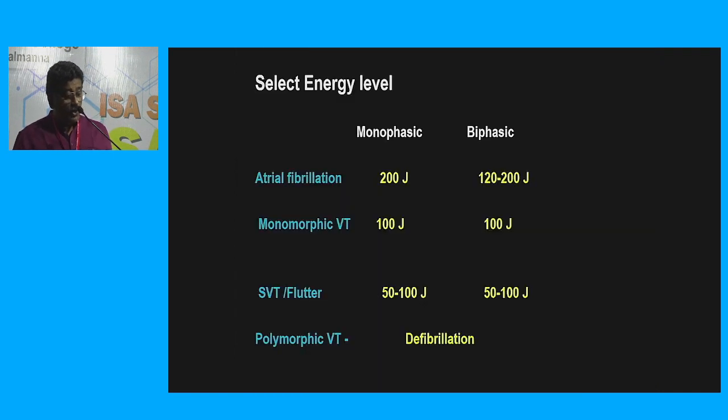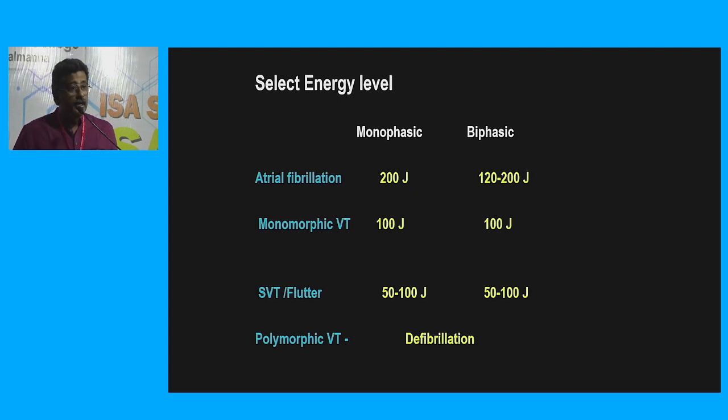Then you should know what is the energy used for all this. For monophasic and biphasic, simple thing to remember is, if it is monophasic or biphasic for an SVT and atrial flutter, it is 50 joules. For monomorphic VT, both monophasic or biphasic, it is 100 joules. And for atrial fibrillation, if it is biphasic, it is 100 to 120 joules.